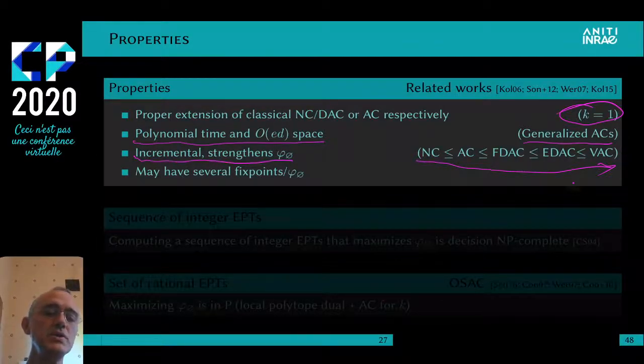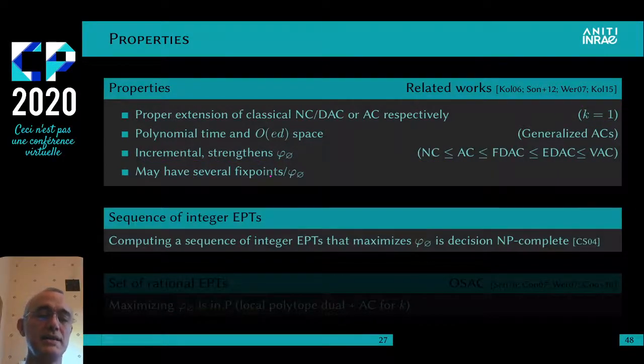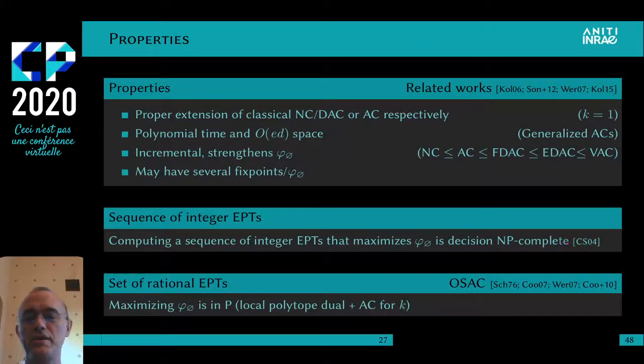The remaining issue is that they may have several fixed points, and each fixed point may have a different lower bound. And so we showed that trying to find the optimal sequence of operations, maximizing the lower bound, is decision NP-complete, bad news. But a few years later, we noticed that maximizing the lower bound, if you allow for rational cost shifting operations, becomes polynomial, and this is done by doing two things together, essentially, which is not surprising.